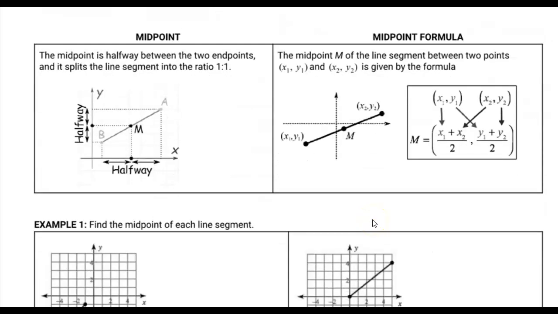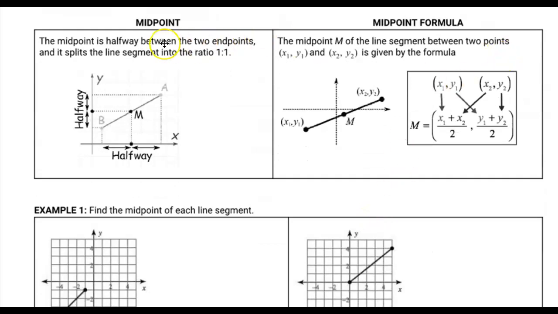All right, the two basic pieces of information that we're going to be talking about today are what the midpoint is and what the midpoint formula is. Midpoint is halfway between the two endpoints of a line segment. So if I give you this line segment AB, the midpoint is going to be halfway between. In other words, the distance from A to M is going to be the same as, congruent to, the distance from M to B. Another way to think about it is that the midpoint is bisecting this line segment.